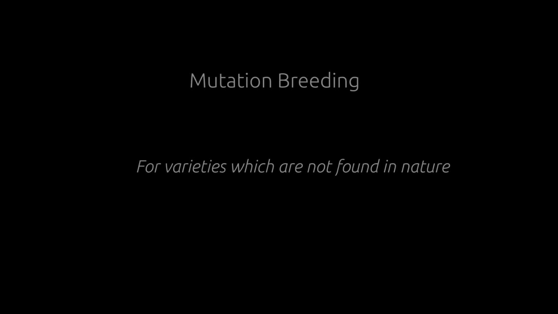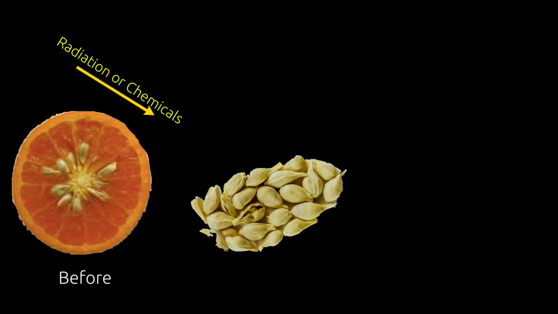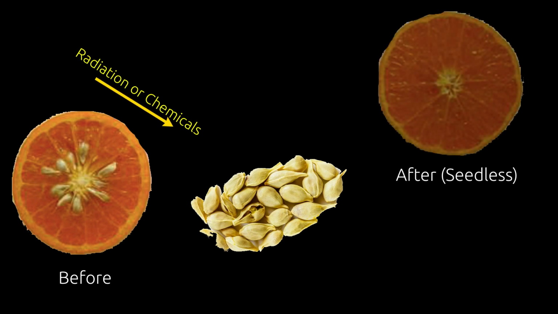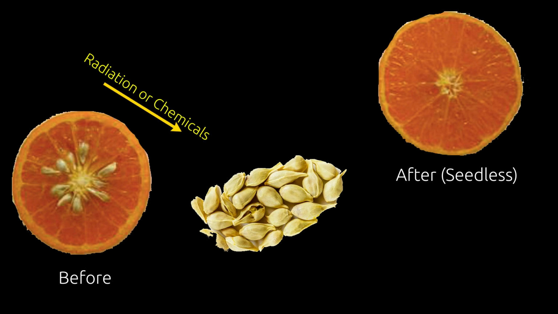4. Mutation breeding. Mutation breeding is commonly used to produce traits in crops such as larger seeds, new colors, or sweeter fruits that cannot be found in nature. In this method, seeds are exposed to chemicals and radiations and are modified or mutated at cellular level.